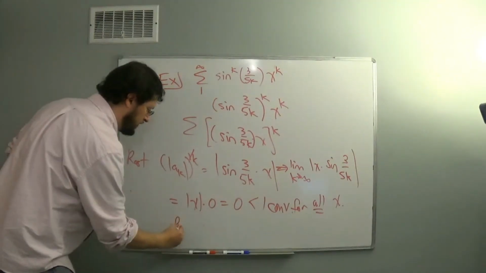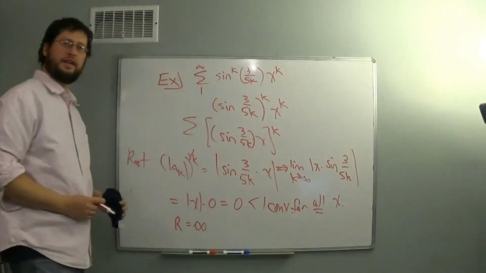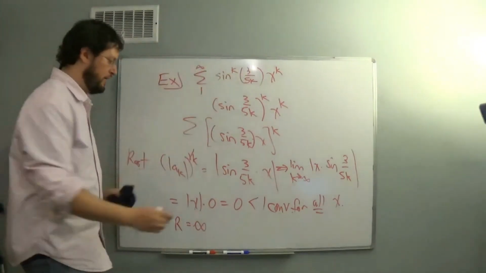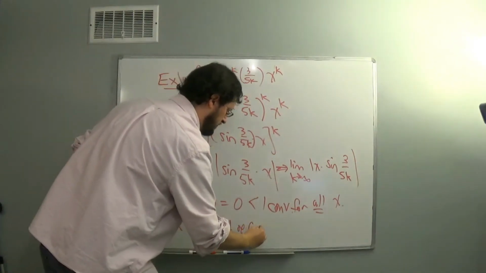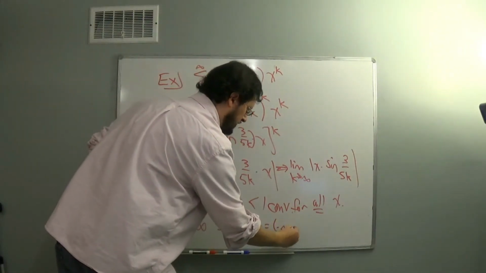So the radius of convergence is infinity. That means it converges everywhere. And the interval of convergence is negative infinity to positive infinity.